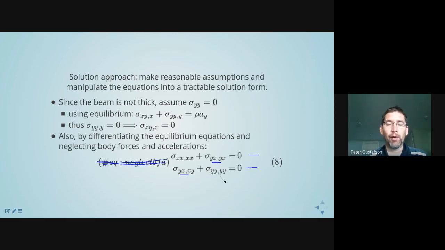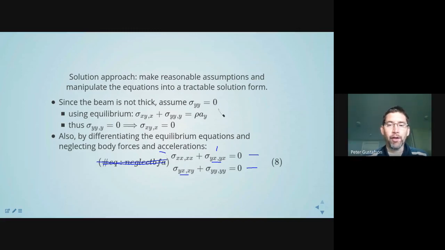So what do we see when we do that? Well, since sigma yy is 0 everywhere, its first derivative and second derivative, sigma yy,yy, has to be equal to 0. Therefore, sigma yx,xy has to be equal to 0. Therefore, this term here has to be equal to 0. And therefore, this term here has to be equal to 0.